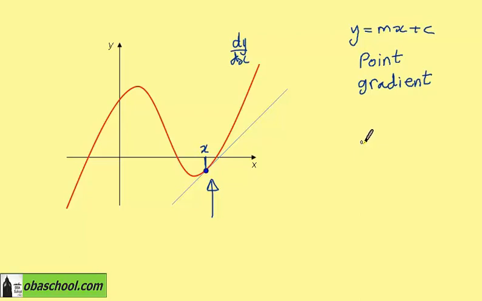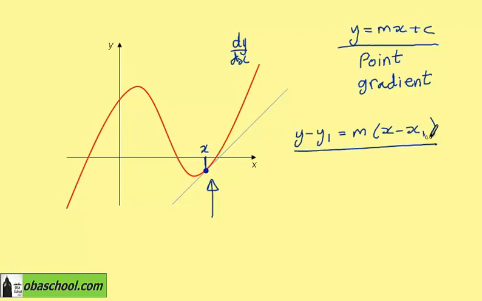We can do this using an appropriate form of the equation of a straight line, such as y equals mx plus c, or y minus y1 is equal to m(x minus x1). We'll see how both of these are used in the following examples.